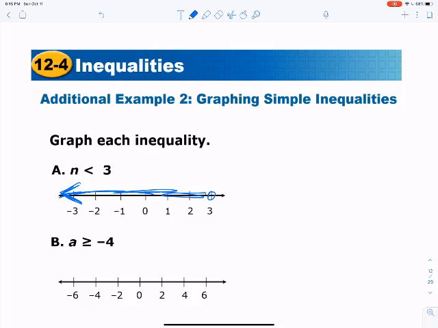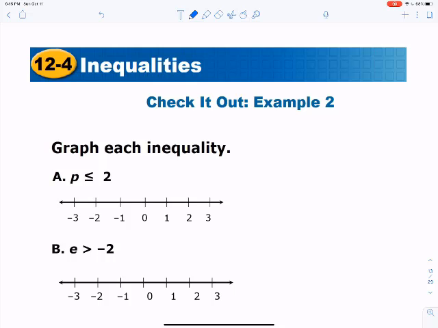B, a is greater than or equal to negative 4. Okay, so this time I'm going to put a circle on negative 4. Now, is it going to be shaded in? Since this has a bar, yes, we are going to close that circle in because it will include the negative 4. And then it says a is going to be greater than negative 4. Well, greater than is the numbers that are to the right of negative 4. Those are the ones that are all greater than negative 4. Okay, so let's try another one.